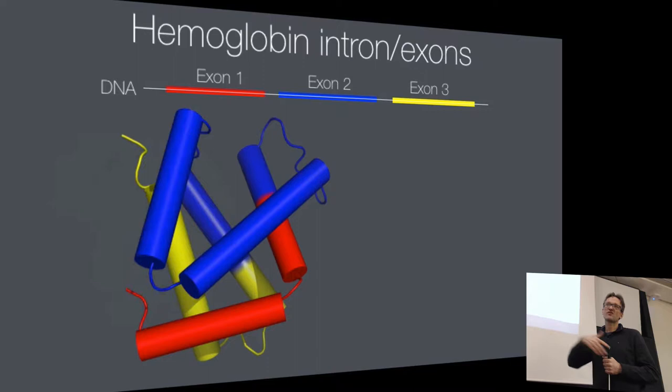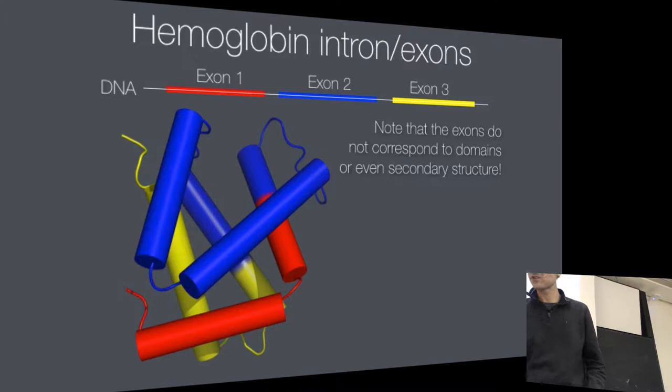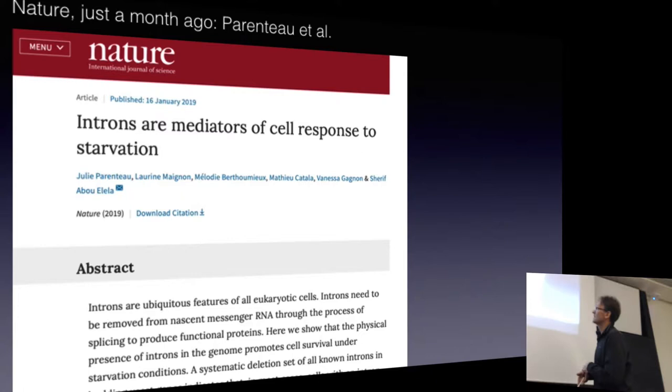And for a very long time, this has been a very intense research topic, for the last 20 years, because we obviously know, again, nothing in nature occurs by chance. Those introns must be important, but we haven't really known what they do, and there have been lots of hypotheses. There was a really cool paper that appeared roughly 4 days before we started this course in Nature, where Abu Elea's team showed that introns appear to be mediators of cell response to starvation.